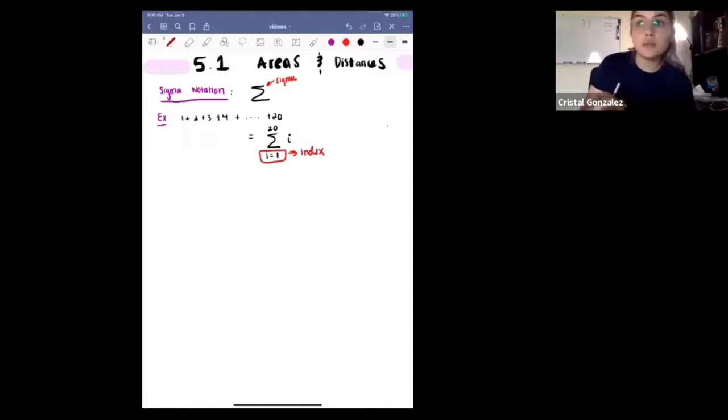Now, our index doesn't always have to start at 1. It could start at 0. It could start at 3. It could start at 5. It doesn't really matter where it starts, as long as you know where you're starting and when you're plugging in the values. So let's just do one more quick example.